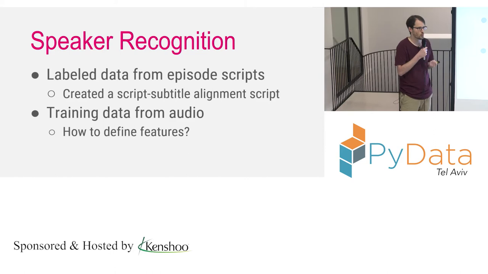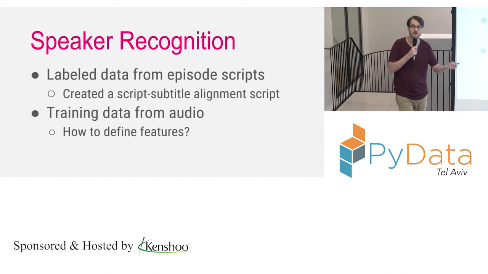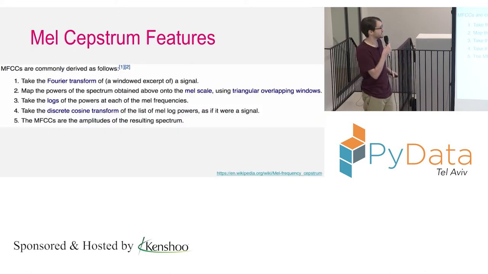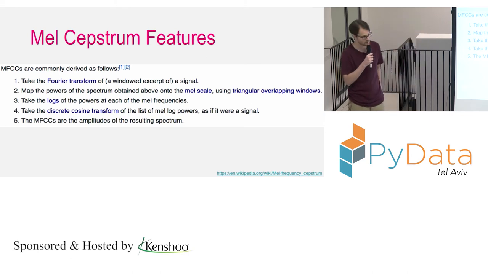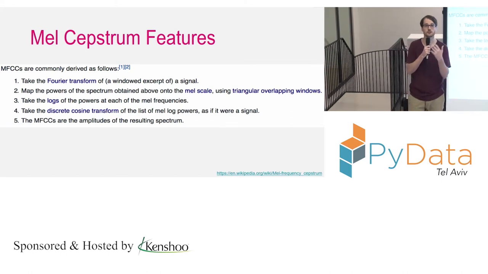But what are the features? How can we define features on audio that will help us recognize the speaker? There are other methods to do this. Deep learning is probably the way to go if you have a lot of time and a lot of processing power. But if you don't, there's another method. It's called Mel-Cepstrum features. And what is this? It's basically a method, given an audio signal, to extract features from it.